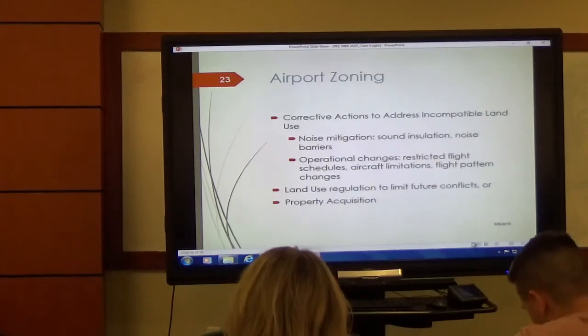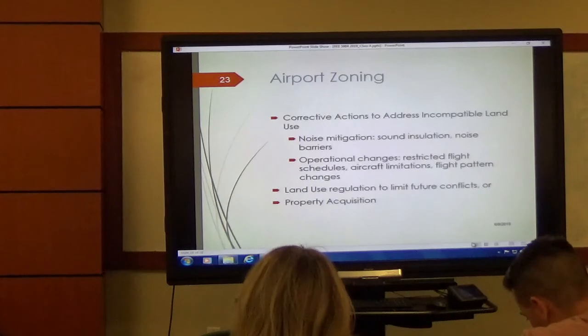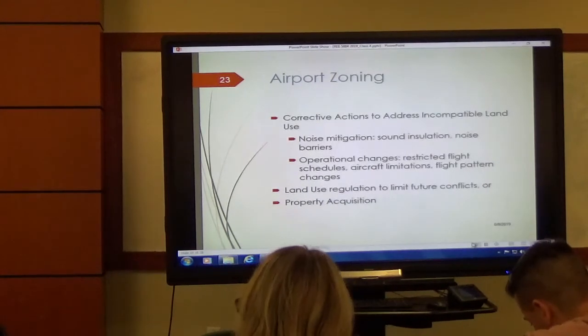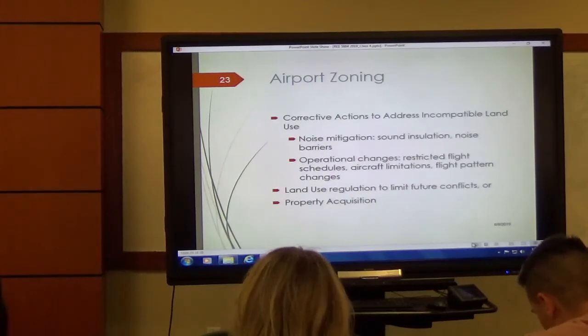And property acquisition. I mean, the federal government and the local government that might own the airport, they all have the power of eminent domain. If they can find no other way to get rid of a tall tower that's creating a hazard, they can condemn it and demolish it and solve the problem that way.